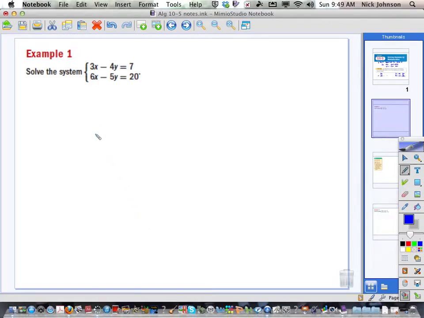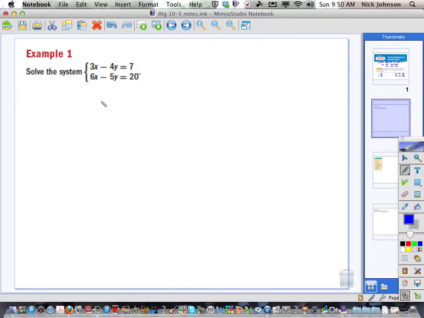As you notice, if I were to add these together, 3x and 6x would give me 9x. A negative 4y and a negative 5y would give me a negative 9y. So neither one of these would cancel out. Now, it doesn't matter if you decide to get rid of your x's or your y's, it's still going to work the same way. So in this case I think I'm going to get rid of my y's, just to show you that we can use our y's to get rid of them. So I got a negative 4 and a negative 5. What will a negative 4 and a negative 5 go into?